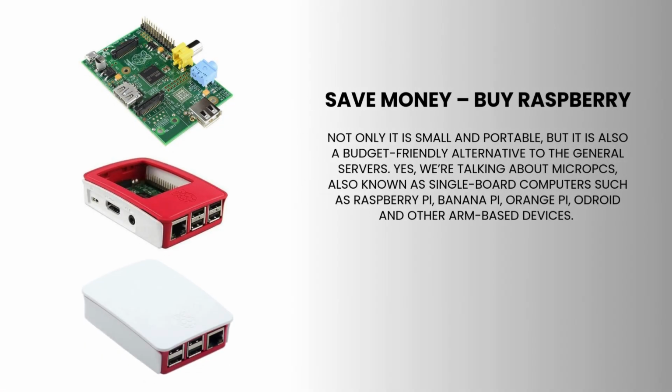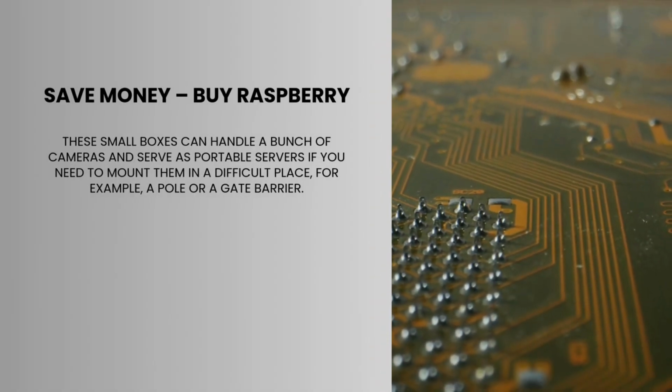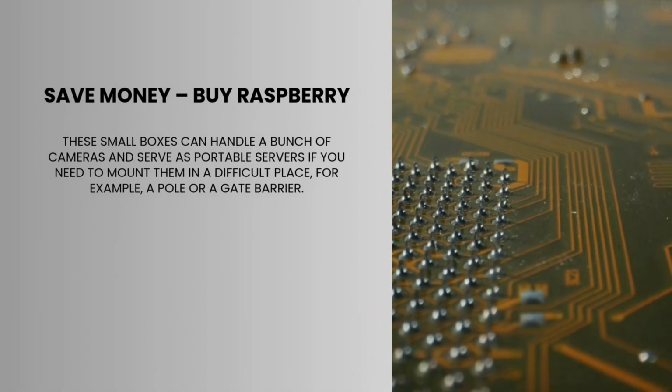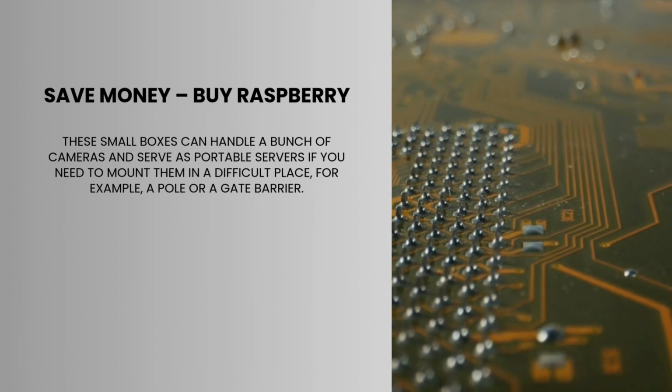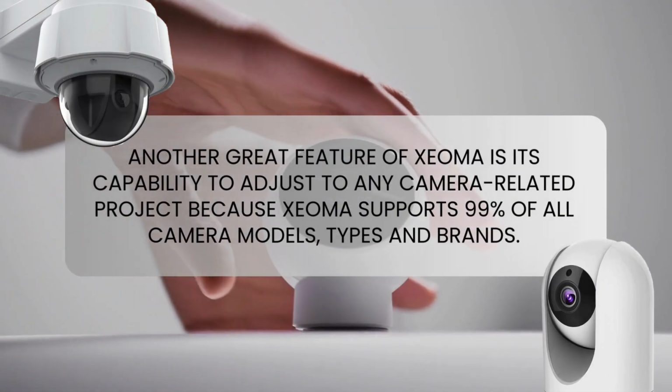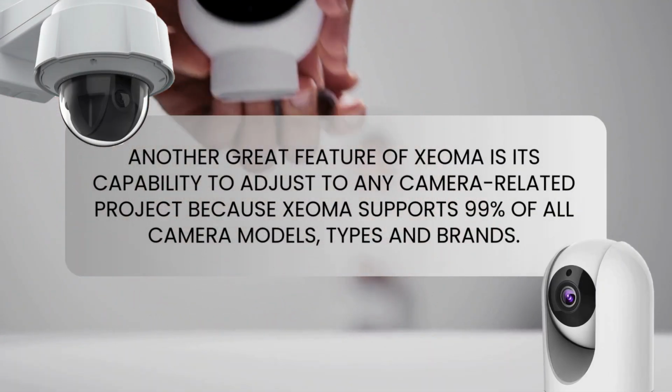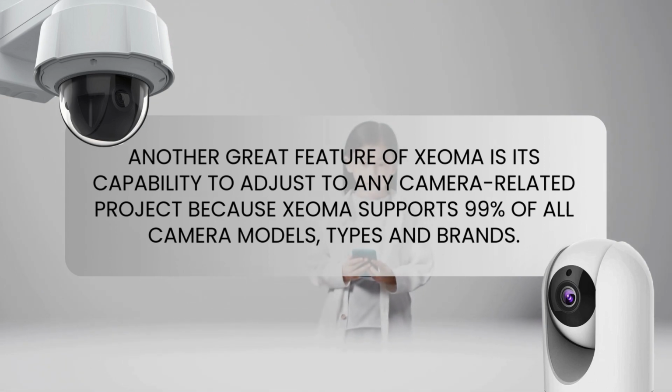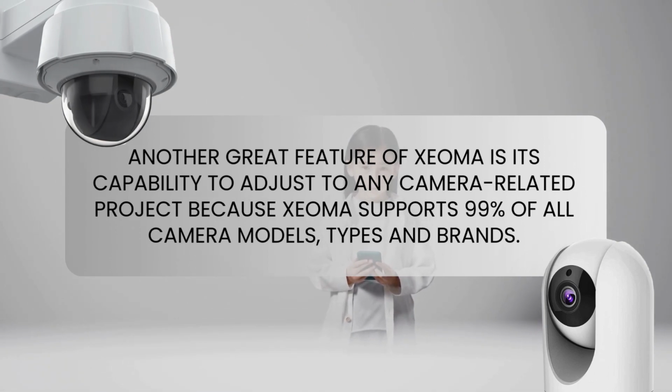Save money by Raspberry. Not only it is small and portable, but it is also a budget-friendly alternative to the general servers. Yes, we're talking about micro PCs, also known as single-board computers such as Raspberry Pi, Banana Pi, Orange Pi, Odroid, and other ARM-based devices. These small boxes can handle a bunch of cameras and serve as portable servers if you need to mount them in a difficult place, for example, a pole or a gate barrier. Another great feature of Xeoma is its capability to adjust to any camera-related project because Xeoma supports 99% of all camera models, types, and brands.